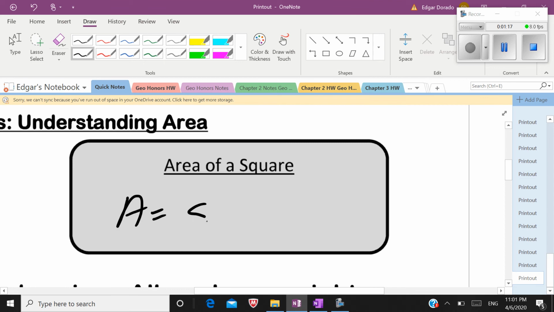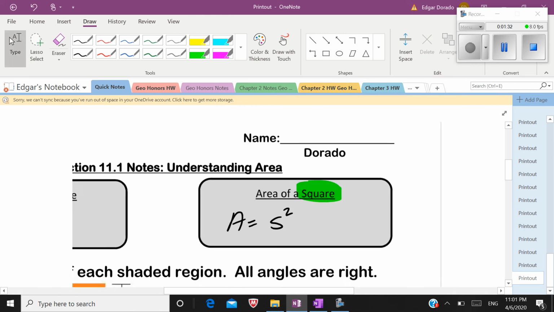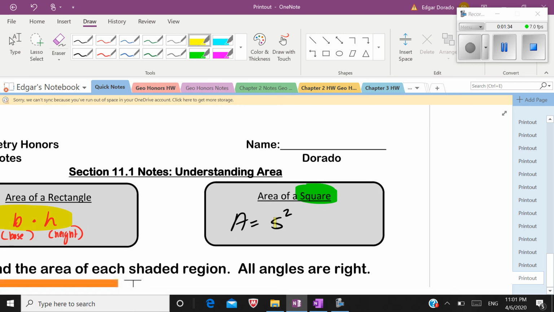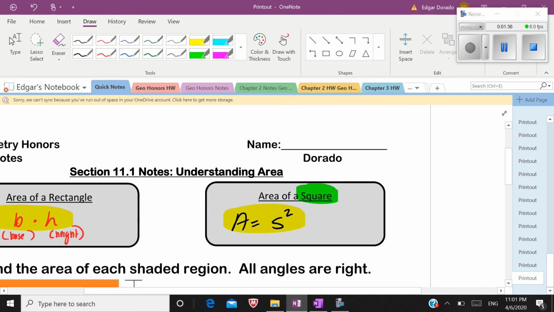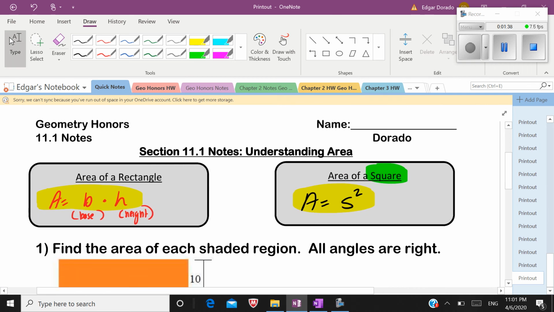However, I'm going to write it slightly different. I'm going to write it as area equals side squared, because remember, at the end of the day, a square just has each side congruent to one another. So instead of base times height, I could just say A equals side squared. So already we have our two big formulas for this section.